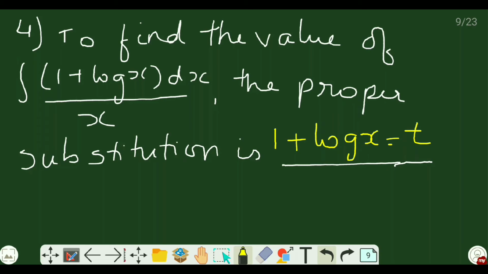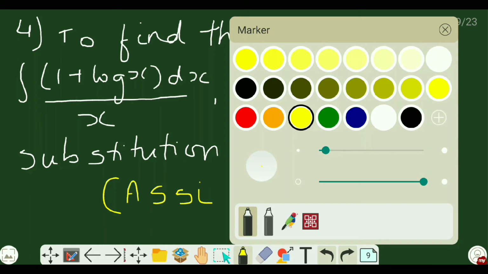Okay, now you can figure out whether by putting 1 plus log x as t we are going to get the answer. That I leave it to you to figure out. So you can do it as an assignment and check it out in your notebook. The answer is already given here. You can just check out whether you are getting the answer or what.